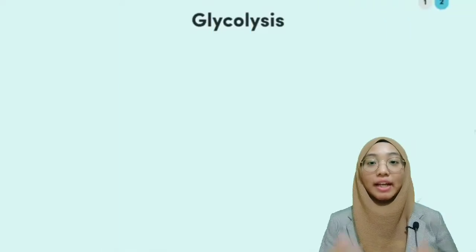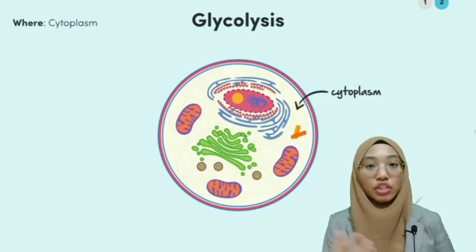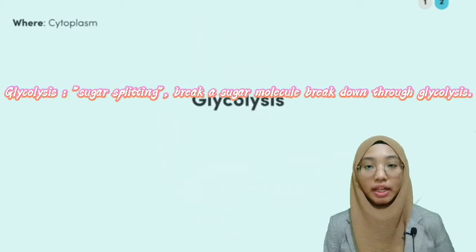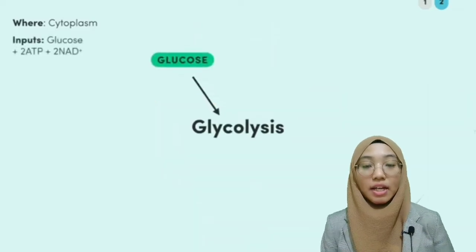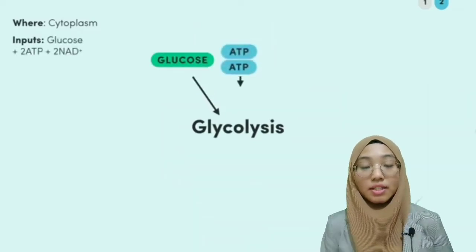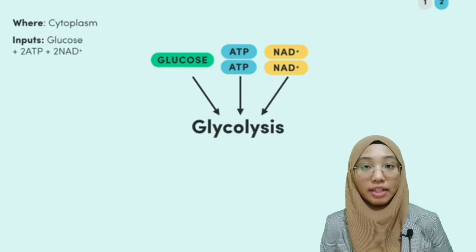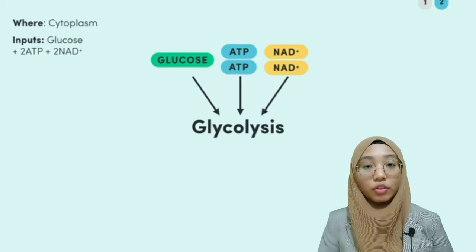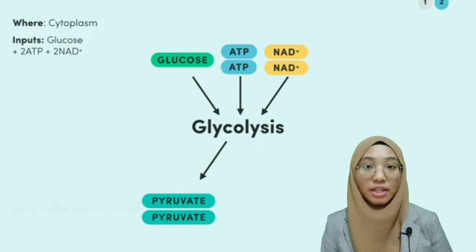Both aerobic and anaerobic respiration start with the process of glycolysis, which literally means sugar splitting. A sugar molecule is broken down through glycolysis. In the process of glycolysis, 2 ATP molecules are consumed and 4 are produced. This results in a net gain of 2 ATP molecules for every sugar molecule broken down by glycolysis.